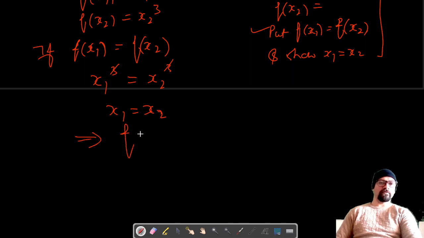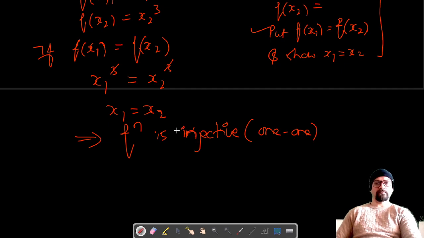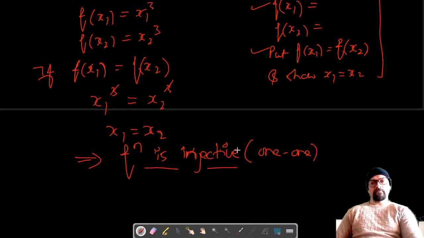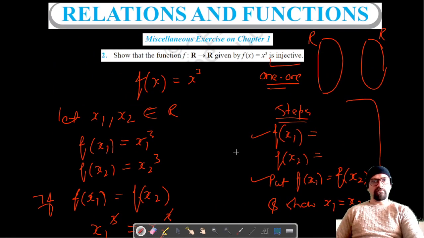So this implies our function is injective. Injective means the function is 1-1. So our function is 1-1, and we are done with question number 2.